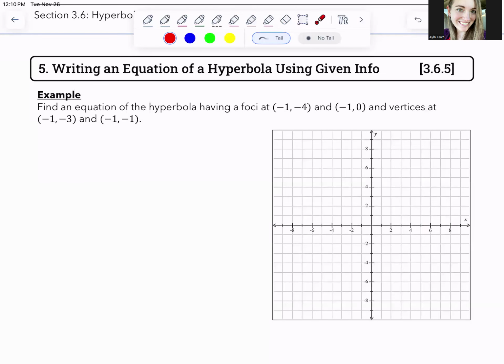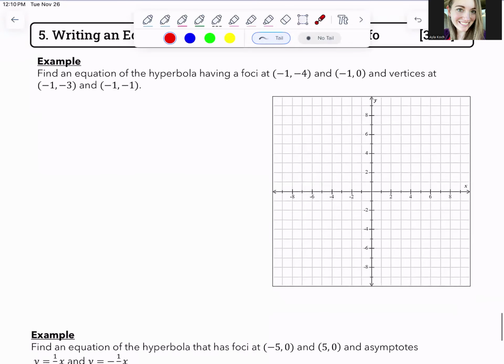Writing an equation of a hyperbola using given info. All right, just a few problems where we're given some info and we need to write the equation of a hyperbola. So for example, find an equation of the hyperbola having foci at (-1, -4) and (-1, 0), and vertices at (-1, -3) and (-1, -1).